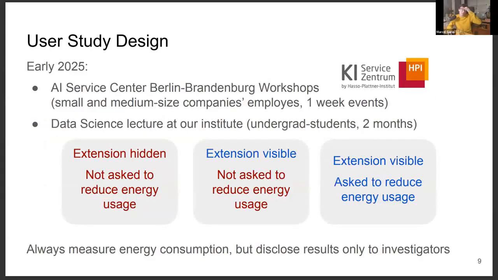And enabling the extension is exactly what we're planning to do in 2 user studies early next year. One in the AI Service Center in Berlin-Brandenburg, and the other one in a data science lecture at a university. We want to separate people into 3 groups. For one group, the experience doesn't change compared to the status quo. For another group, we just enable the extension and that's it. And for a third group, we also ask them to reduce the energy use.